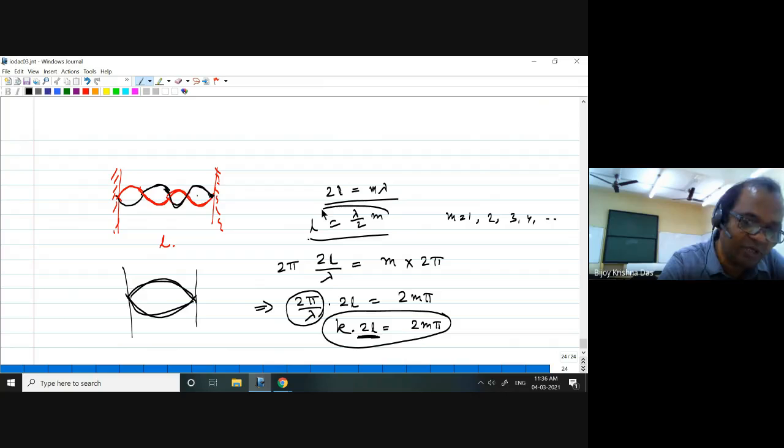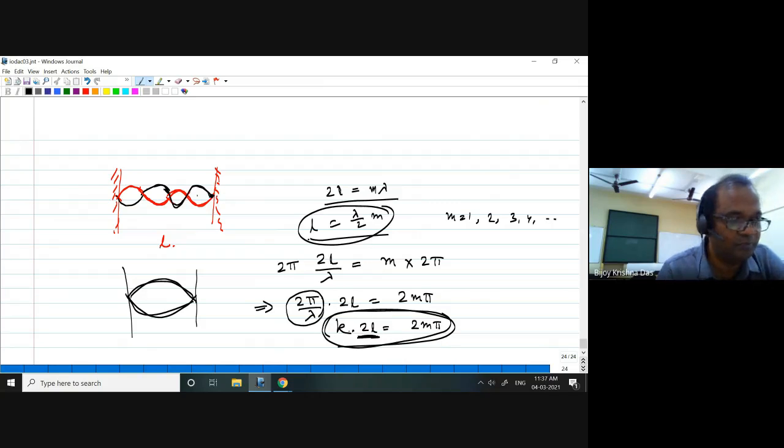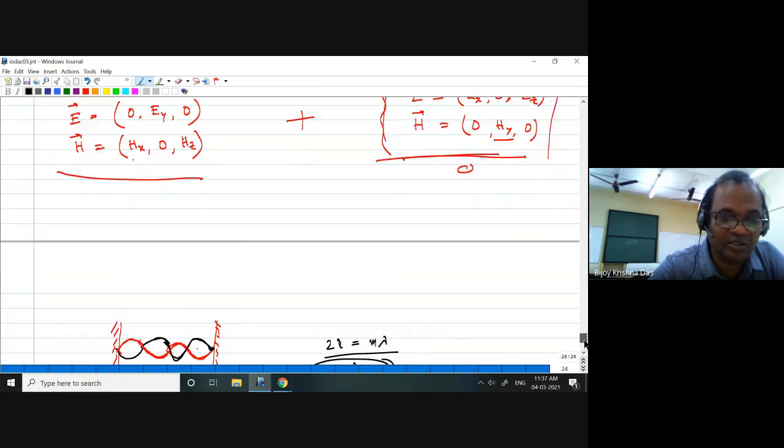I started from this, but ultimately this is the condition in terms of the wave vector. If I don't know lambda, I just know the wave vector. Wave vector means per unit length, how much phase shift you are acquiring. So you are going for a round trip, traveling and coming back. If it is reproducing itself by acquiring 0 phase or 2 pi phase shift, then it is a standing wave. So I think this is clear, right?